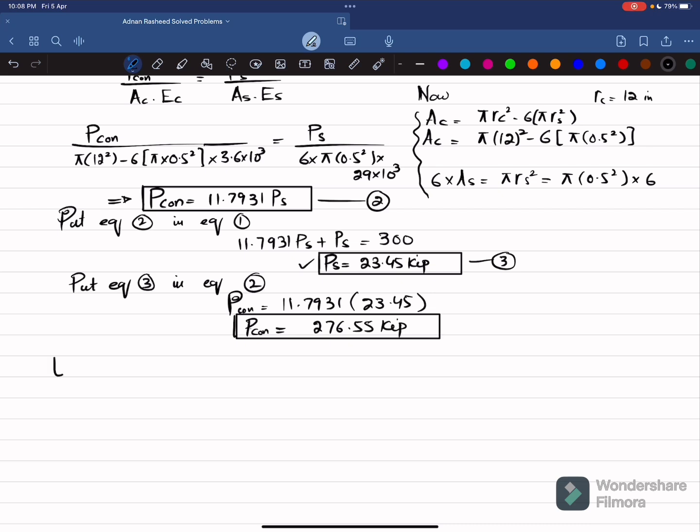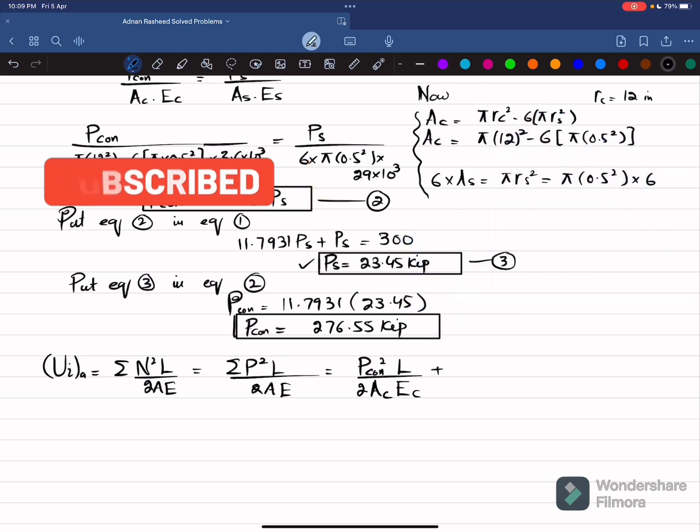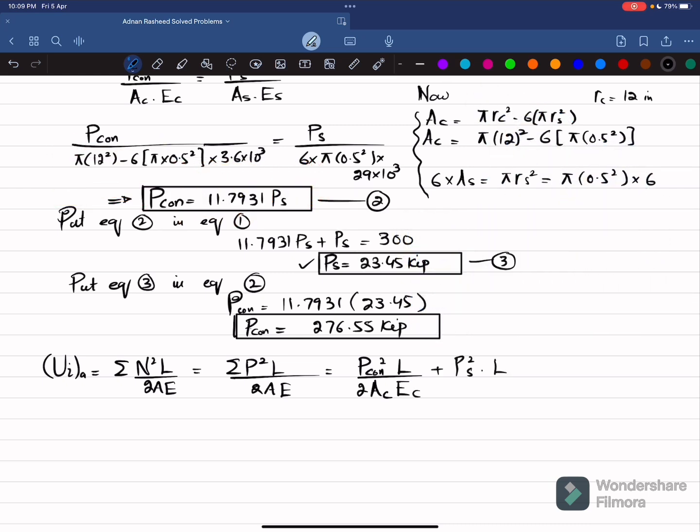Now you have all the loads, so we will find the strain energy due to axial loading, which is equal to sum of N square L divided by 2 AE. We have written here P, so it will be equal to sum of P square L divided by 2 AE. So just put the values. I will write P of concrete square into length divided by 2 times area of concrete into EC plus P square of steel into L divided by 2 times area of steel. There are 6 steel rods, so I will write 6 multiplied by AS into E of steel.